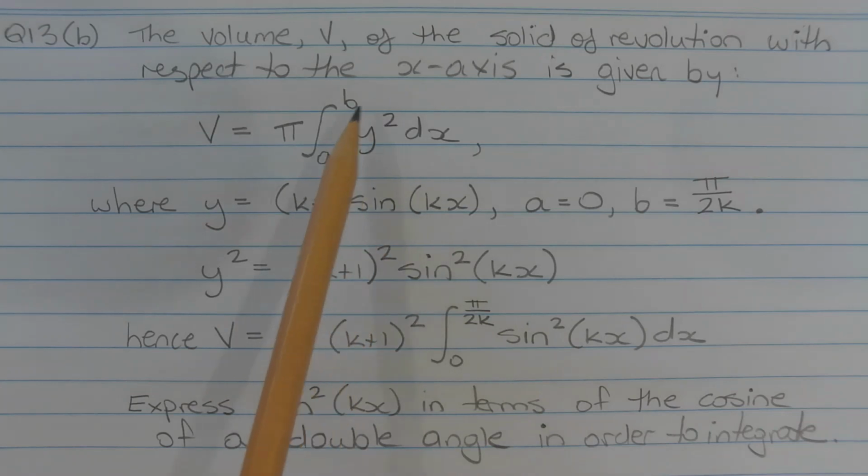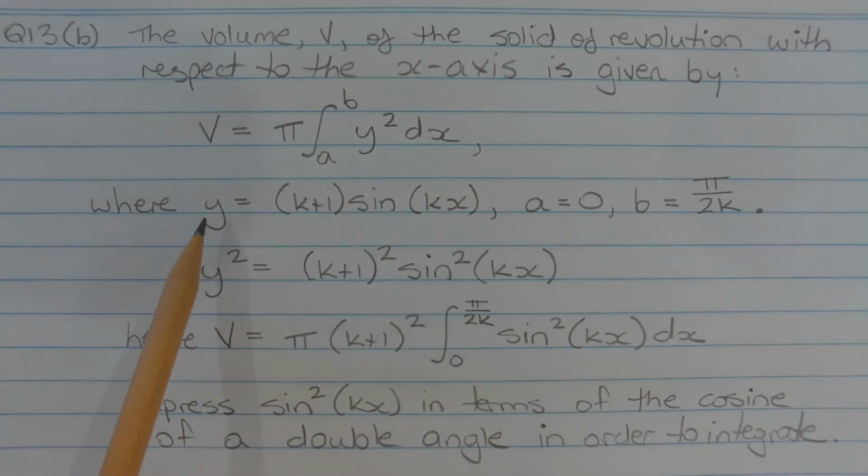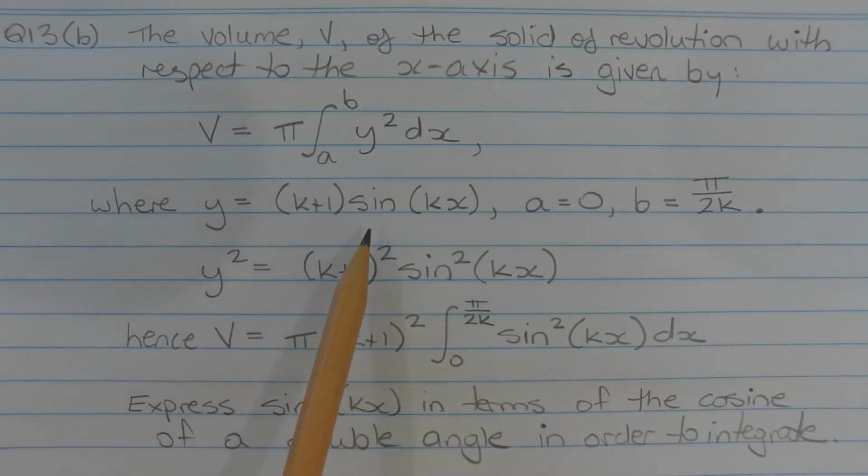Now the integrand is y squared, so we need to square this function y equals (k+1) sine of kx. So y squared is equal to (k+1) all squared times sine squared of kx. Hence, the volume V is equal to pi times (k+1) all squared times the integral from x equals 0 to x equals pi over 2k of sine squared kx dx.